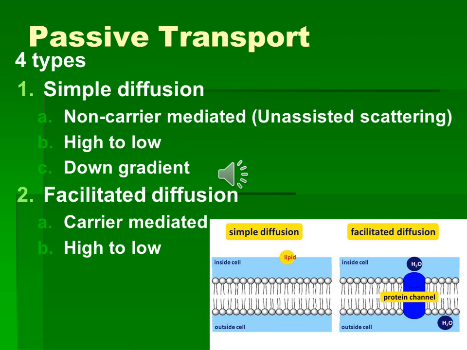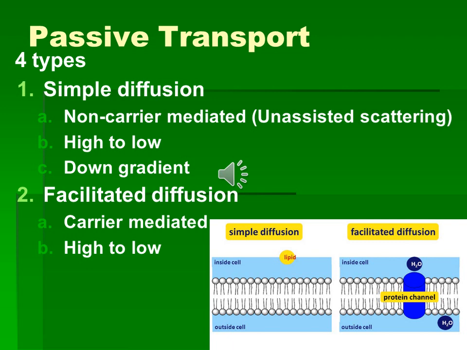We have 4 types of passive transport that we mention. 3 are most commonly spoken about. First, we have simple diffusion. So this is our unassisted scattering through the membrane. This is non-carrier mediated. Typically, you're talking about things that are small and non-polar and that dissolve readily in lipids. Things like oxygen, carbon dioxide, steroid hormones, and fatty acids. Again, we're talking about moving from an area of high concentration to low, down the concentration gradient.